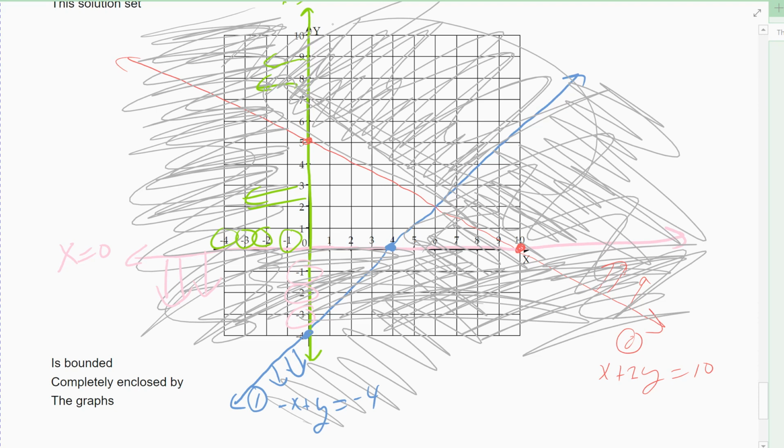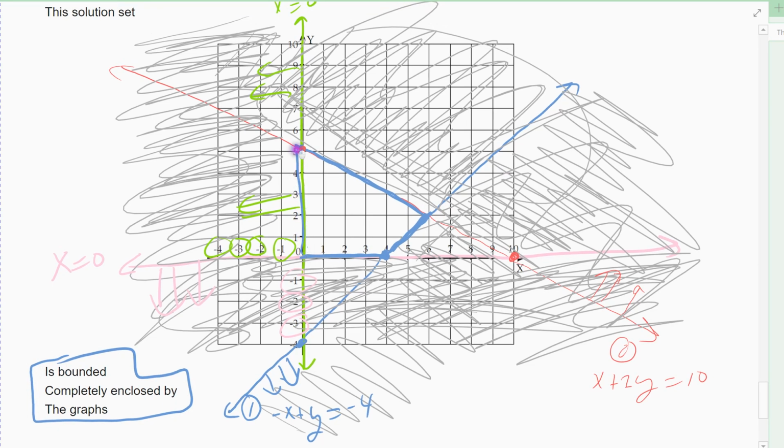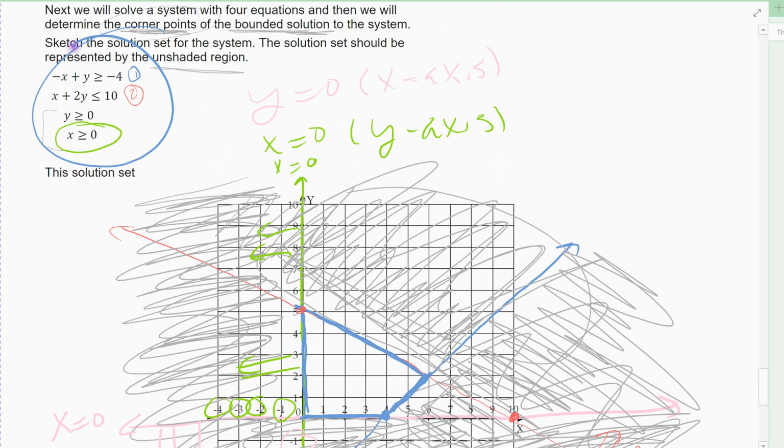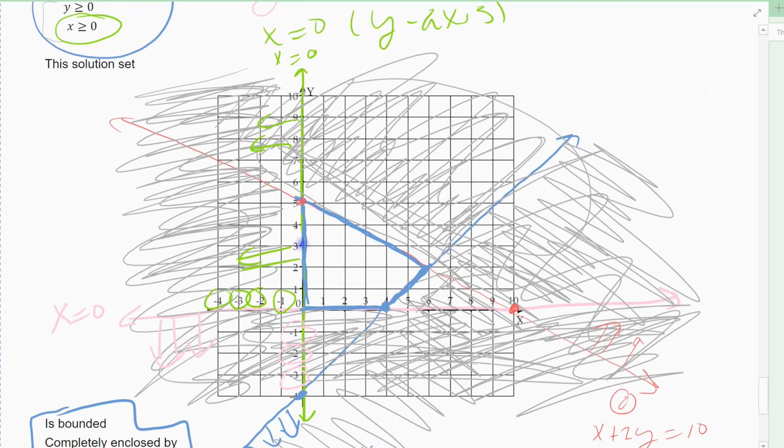Alright, so what I have left is a bounded region. Bounded means it's completely enclosed by all of my graphs, and it is. So if you look at it, there's this edge here, this edge here, that edge there, and that edge there. If I can draw a good edge. And then it's that open area in between. So everything on the edges is a solution to this system. It makes that system true. I pick anything on the edge of that weird trapezoidy looking shape, and then if I pick any point in here.